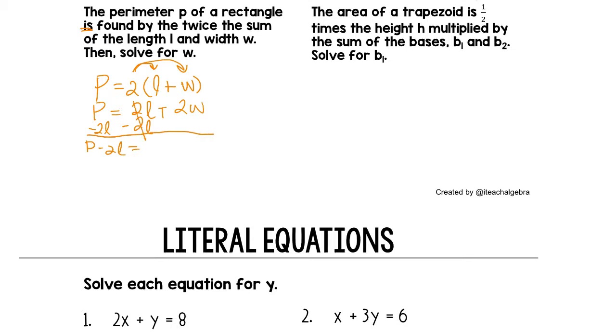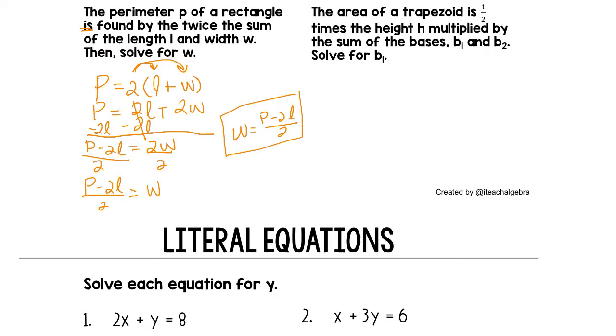2L minus 2L cancels. I'm left with 2W. Now I need to divide everything by 2. That gives me P minus 2L over 2 equals W. I can rewrite that a little bit better: W equals P minus 2L over 2. And that's our answer.